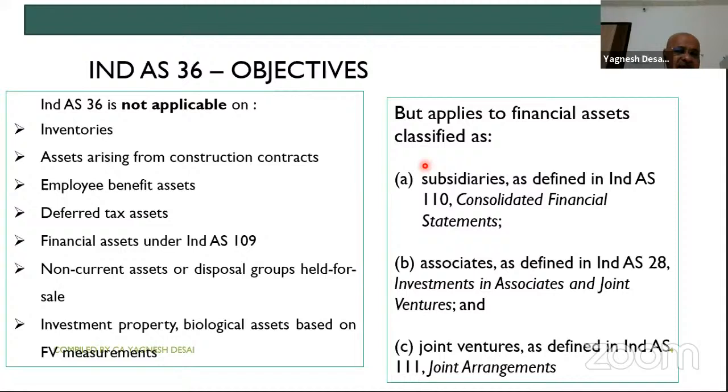So we must understand what is scoped out and what is covered when you study any standard. Otherwise, your impairment test application would be incomplete. It would be wrong, because if you consider that inventories are also covered, and if you allocate the impairment loss to inventories also, it is going to be a wrong application.